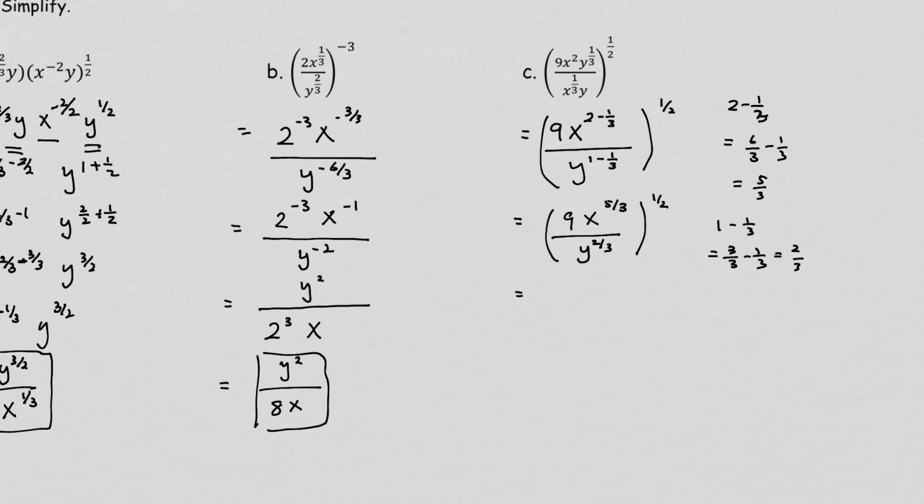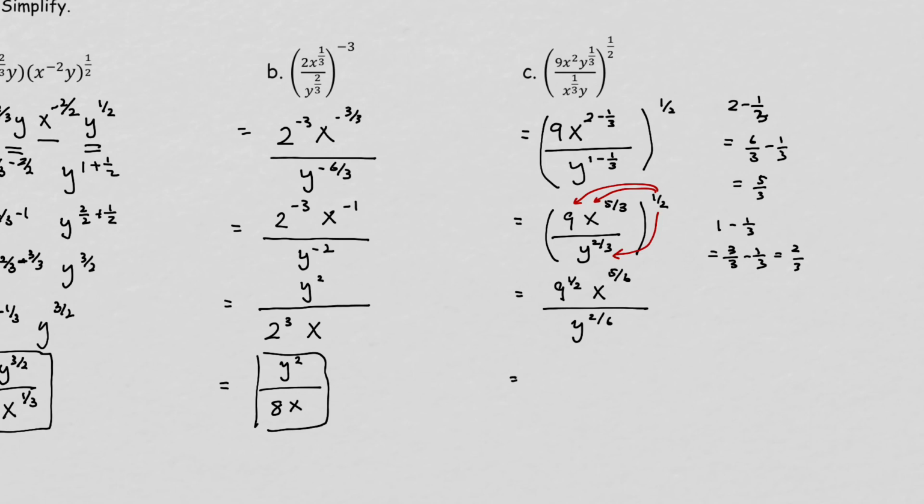Let's distribute exponents. When you distribute the outside exponent, make sure you apply it to all the terms, right? So you're distributing it 3 times. Gives you 9 to the 1/2, x to the 5 over 3 times 1 over 2, which is 5 over 6. 2/3 times 1/2 is 2 over 6.